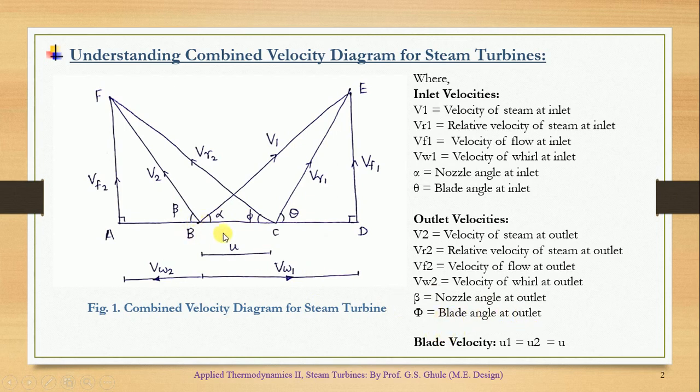Now here you can see in this particular triangle, BC is my common section for both the triangles. So here we can clearly see the velocity of the blade at inlet and outlet will be the same, which is nothing but u. So this whole diagram is called the combined velocity diagram for steam turbines. I have given the terminology for each and every section. So I hope you have understood the combined velocity diagram. Thank you.